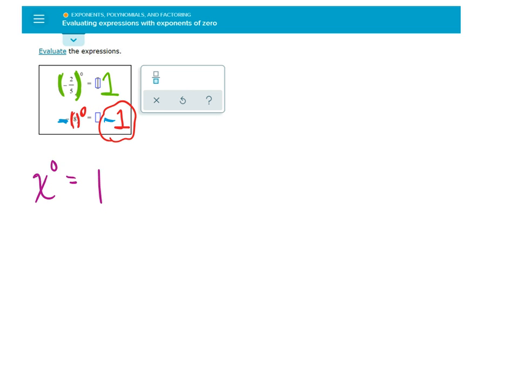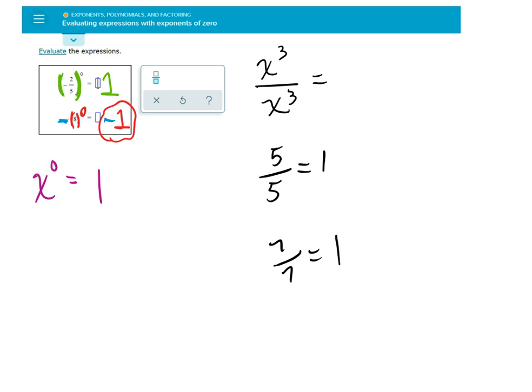There's several ways you can explain why it's equal to 1. The first one is, if you have, let's say, x to the third over x to the third. I have something over itself. Like if you had 5 over 5, that's 1. If you had 7 over 7, that's 1. So x cubed over x cubed, that's 1.